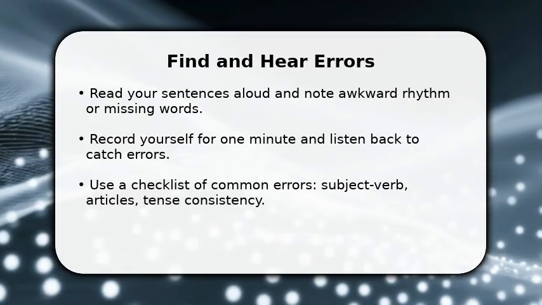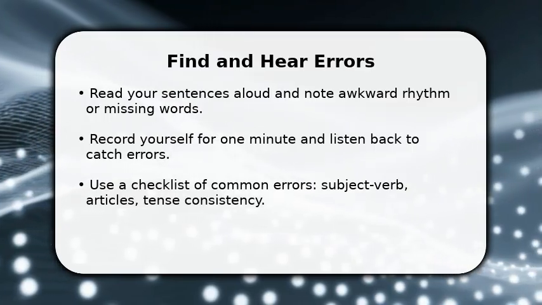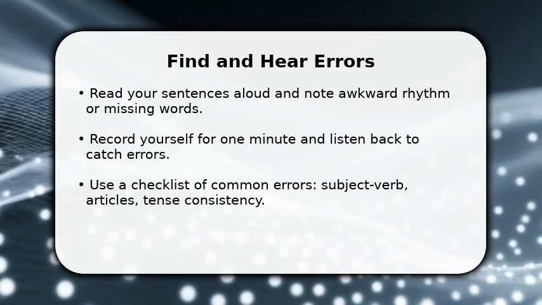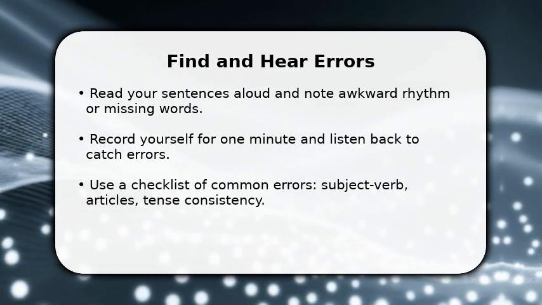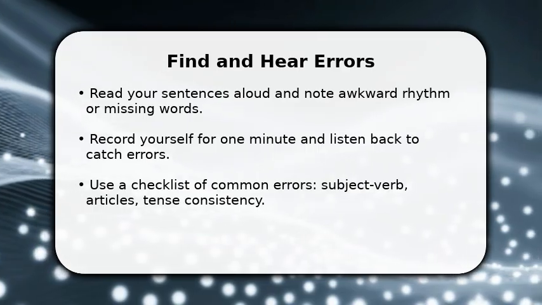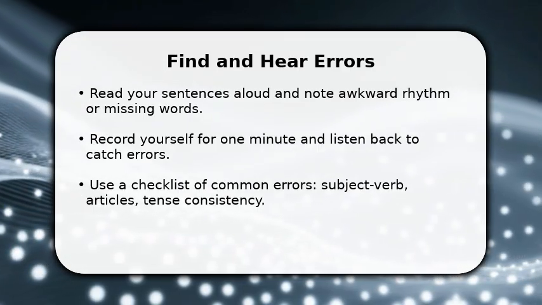Start by reading your writing aloud to locate grammar mistakes. Read each sentence slowly and listen for missing words. Record yourself for 1 minute and play it back to hear issues. Note awkward rhythm, repeated words, or incorrect verb forms when you listen.